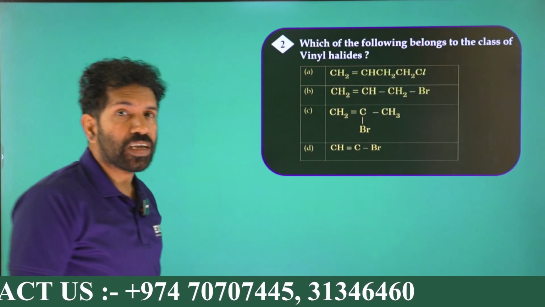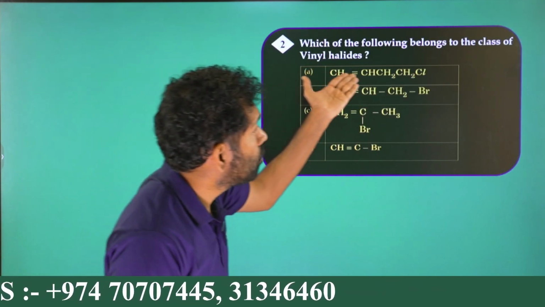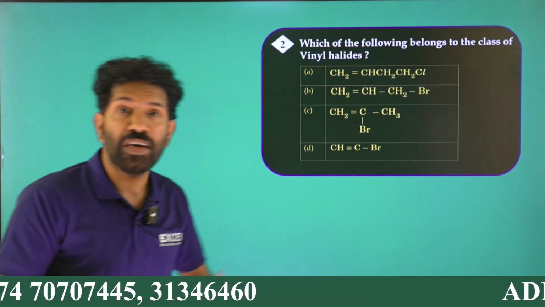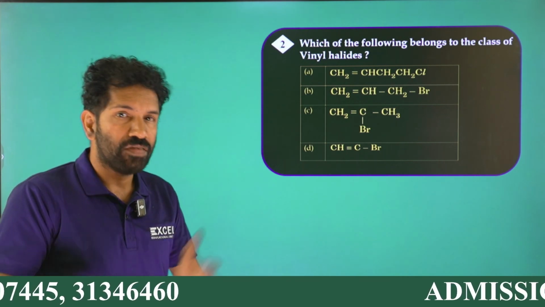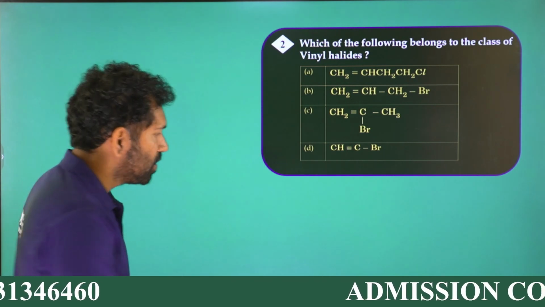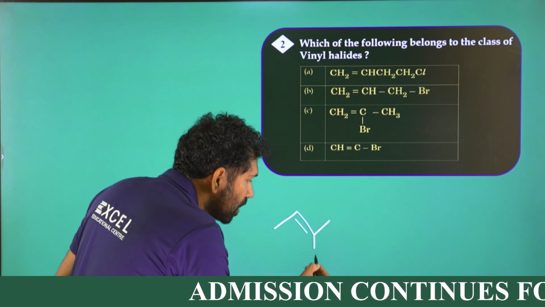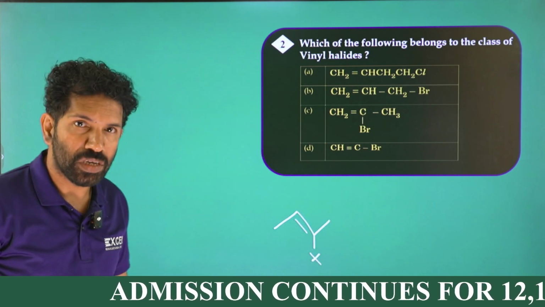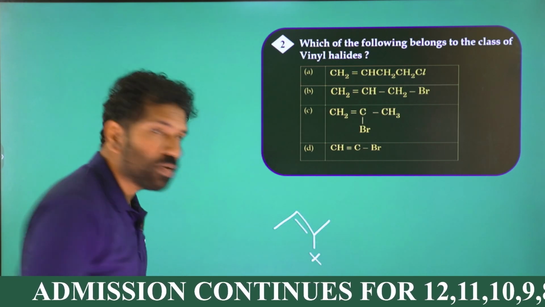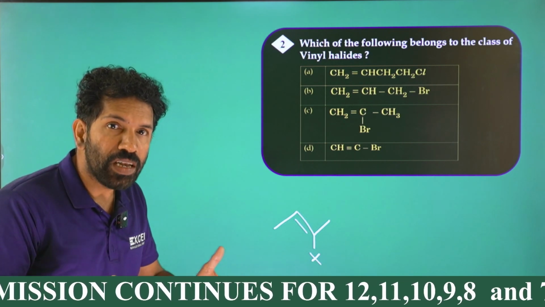Then what about the second one? Which of the following belongs to the class of vinylic halide? Direct question. What is the condition for vinylic halide? Yes, the condition for vinylic halide is that halogen must be directly connected to the double bond. If halogen is directly connected to the double bond, it's called vinylic halide.